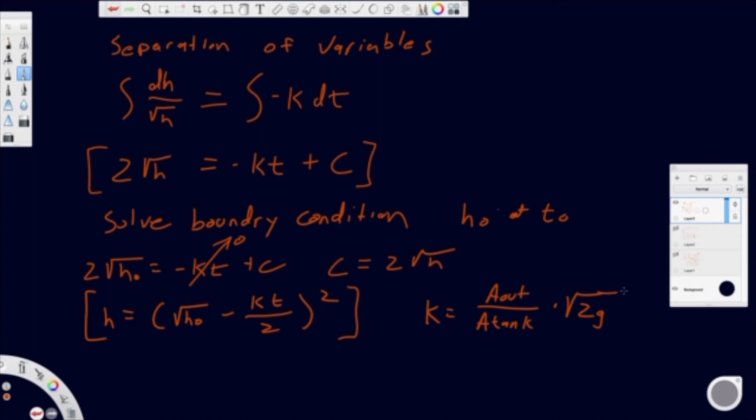Now, another thing you could do is, since we know that the tank is empty when h is 0, right? You could also figure out the total time it takes to drain a tank by putting in 0 for h and then solving for t, or any other height, right? You could solve for when there's 1 foot of fluid left.